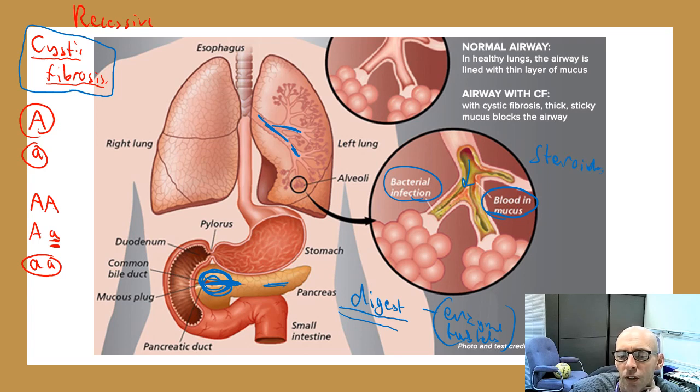to clear up the infections in the lungs, and they might be on a steroid inhaler to open up the airways. So there's lots of treatments now that make it much more a livable-with condition. Still serious, still life changing, but a lot more treatments available now to deal with cystic fibrosis.